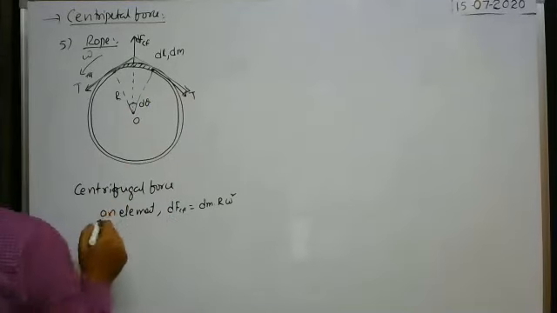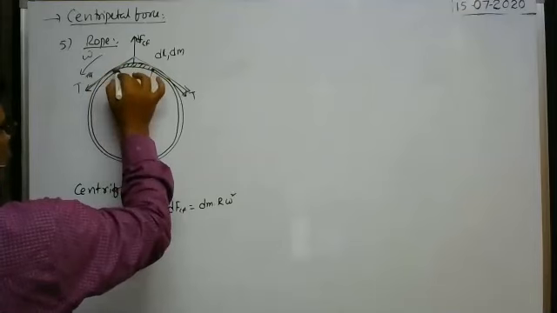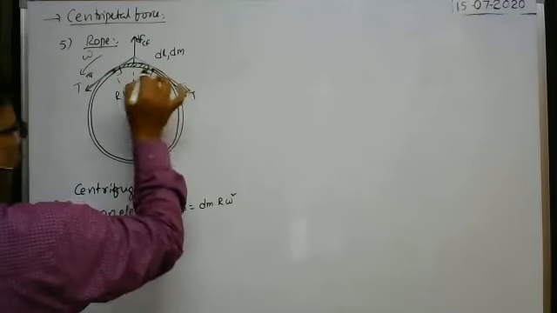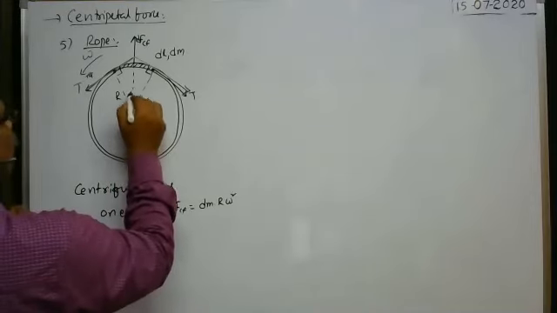Okay, T. No doubt, as this line is the tangent drawn at this point, the angle here is definitely 90, here also 90. This total angle is d theta. Then what about this angle?